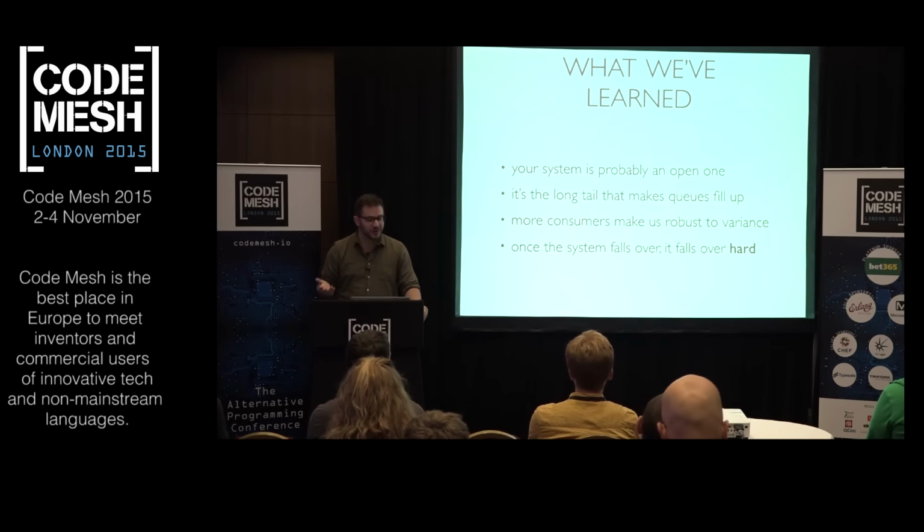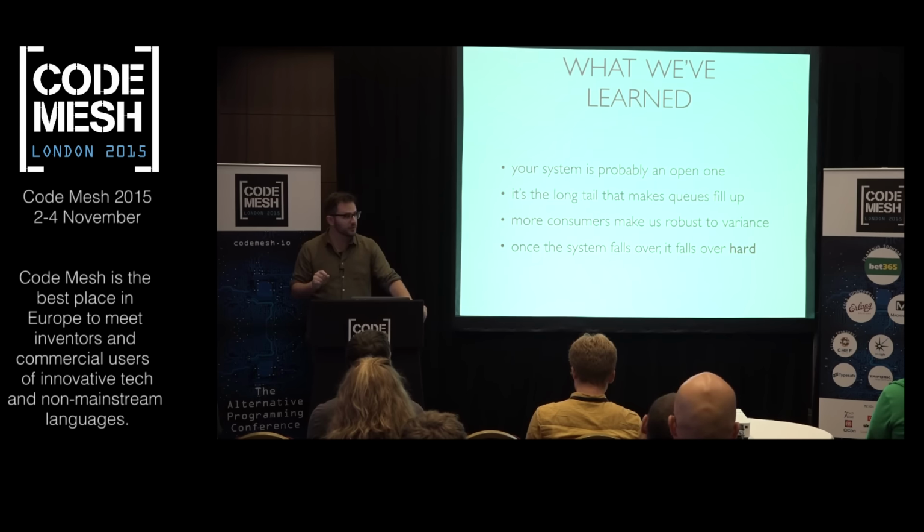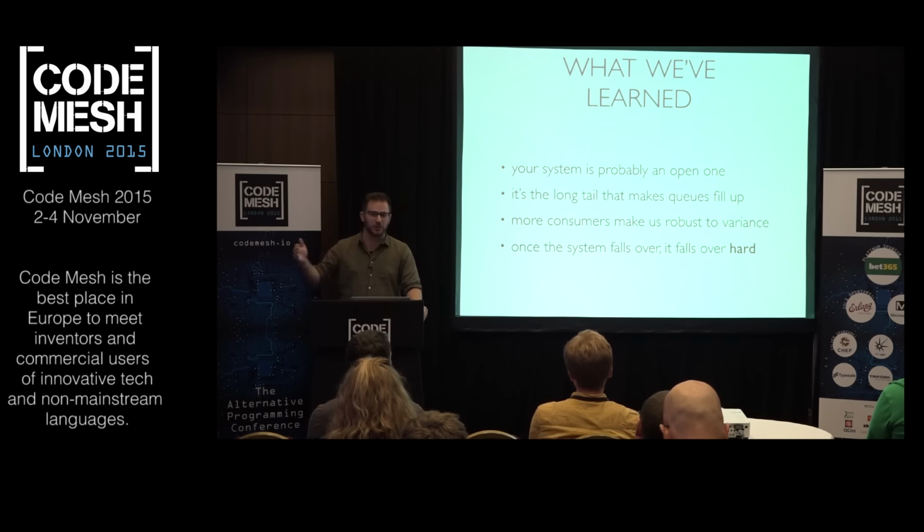So what we've learned so far is that your system is probably an open one. At least it is if you're worried about it. And it's the long tail, the unusually complex tasks, that makes the queues fill up. And that means that when we're looking at the complexity of tasks, looking at the mean or the median is absolutely the wrong thing to be looking at, right? We need to be looking at the upper tiers of these distributions, looking at the 99.9 plus sort of tasks, because these are the things that dictate the behavior of our system.